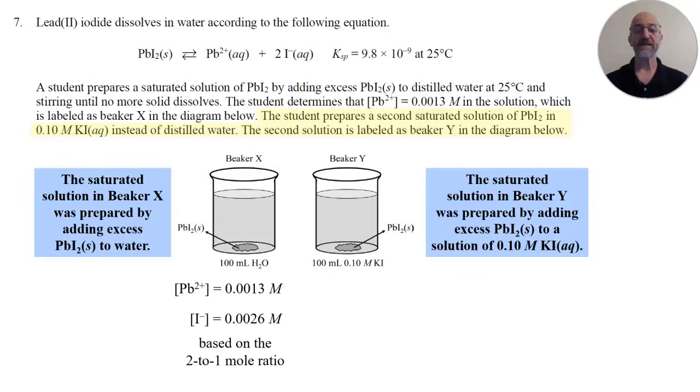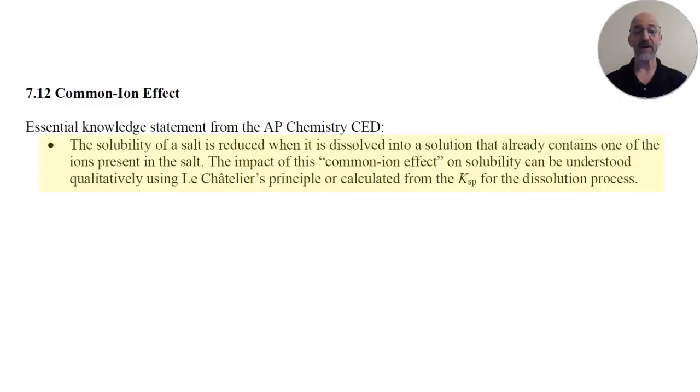Now, 0.0026 molar was the concentration of the iodide in beaker X. But now we have a much higher concentration of iodide. Why? Because it was already there in the form of potassium iodide. So we already have a 0.10 molar concentration of potassium iodide before the lead iodide was added to create the solution in beaker Y. So again, the common ion effect says that the solubility of a salt is reduced when it is dissolved into a solution that already contains one of the ions present.